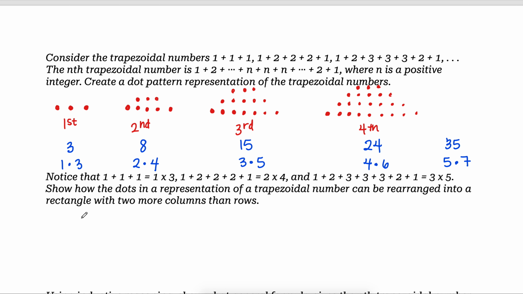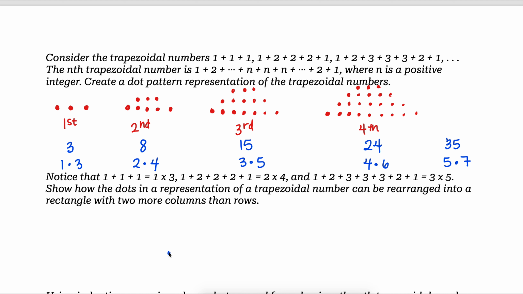But it says, show how the dots in a representation of a trapezoidal number can be rearranged into a rectangle with 2 more columns than rows. So I'm going to take the third trapezoidal number here as an example. In my notes on BlazeView, I show this with all 3 of the second, third, and fourth. I'm just going to do the third one here.